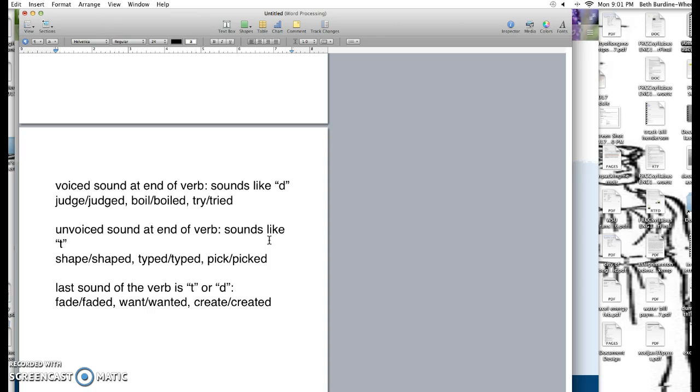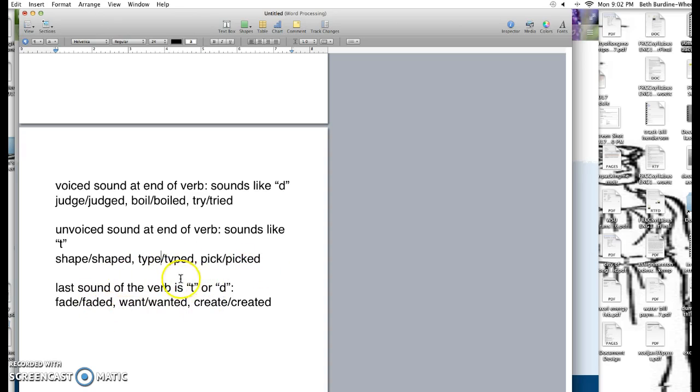And then type. Oh, I have a typo. I've mistyped this. Let me fix that. Sorry about that. Type in past tense, when we add the ED, becomes typed, because P again is unvoiced. And then my last example is pick. When I turn the verb pick into a past tense verb by adding the ED, it's pronounced picked. The T sound is what we hear when we pronounce the ED.